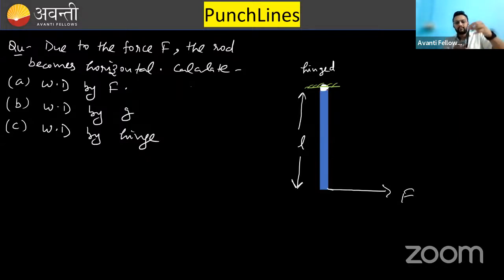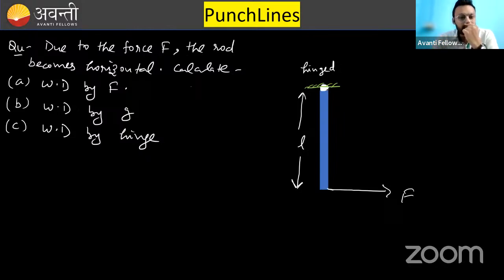For example, this is the rod, which is hinged at this point, and you are applying force from the lower end, like this one. They are saying that it becomes horizontal. Is it visual to you? So this is the situation, from this position to this position.